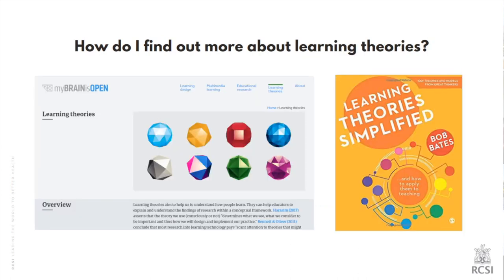If you want to know more about learning theories themselves, I love the Learning Theory Simplified book by Bob Bates. I pull that out nearly every day to have a little look. I don't know about the rest of you, but I've been doing this for years and I still sometimes get confused between them. So I pull out Bob's book and I go back in and go, yeah, that's it. That's right. So a really useful textbook explained in lay language, and something a little bit lighter touch on the left there. My brain is open. I think it's mybrainisopen.net.